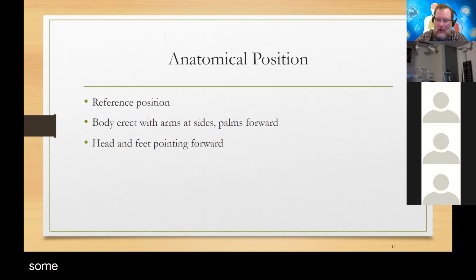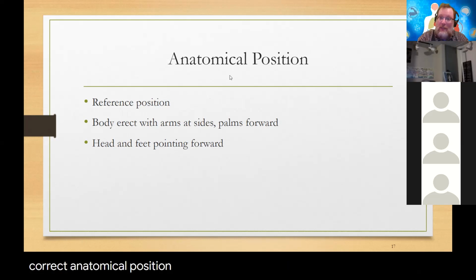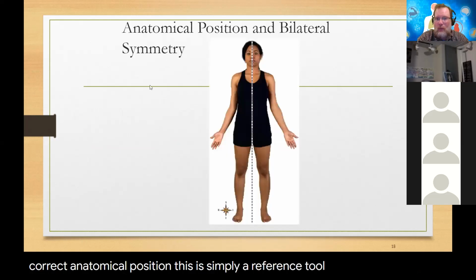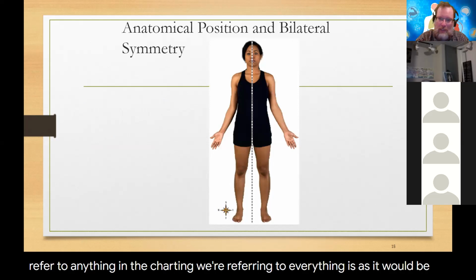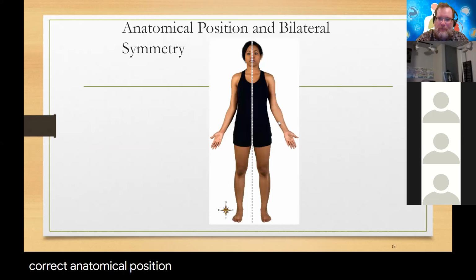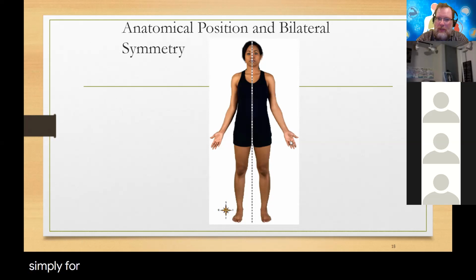some specifics regarding anatomical terminology. The first thing we analyze is the correct anatomical position. This is simply a reference tool when we look at and refer to anything in the charting. We're referring to everything as it would be in correct anatomical position. Okay, so what we have, and again, this is a reference point tool. This isn't how we're supposed to stand or walk around. It's again simply for reference.